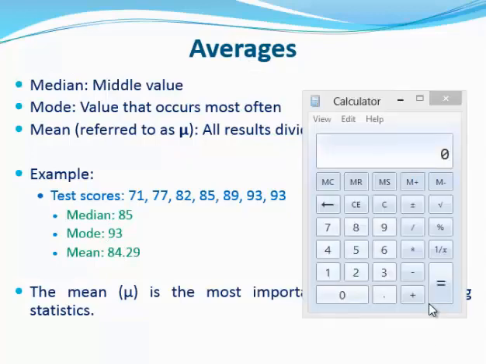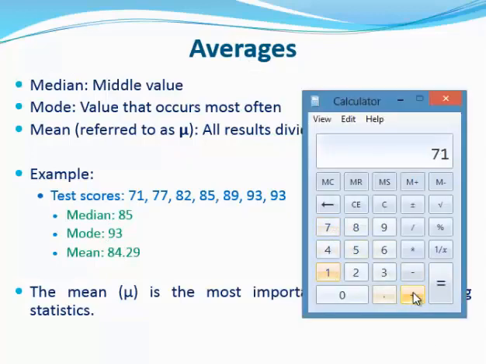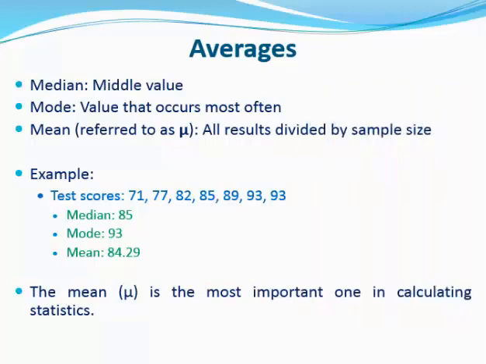Well, let's put a calculator up here. Again, it should be relatively easy to do, but we will do it. 71 plus 77 plus 82 plus 85 plus 89 plus 93 plus 93 is 590. Divide that by your sample size, which is 7, and you have 84.285. I rounded it off to 84.29. That is the mean, and the mean is by far the most important one when it comes to calculating statistics.